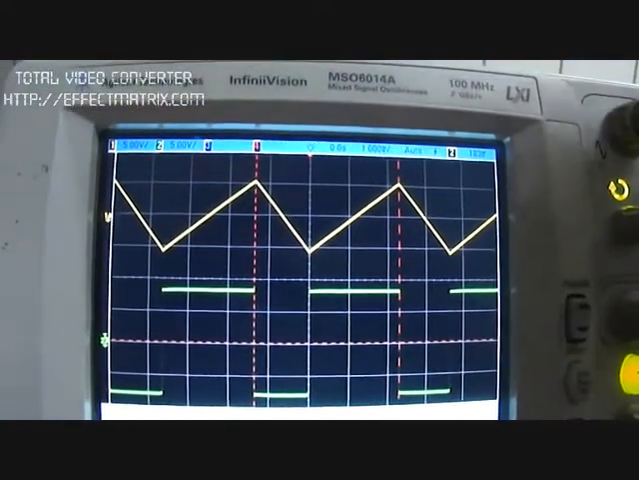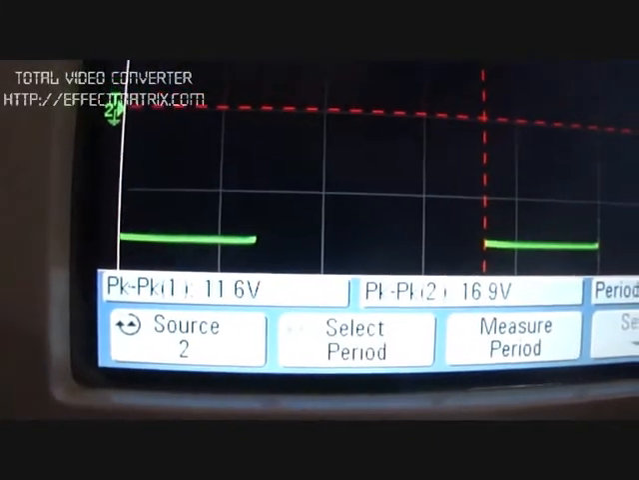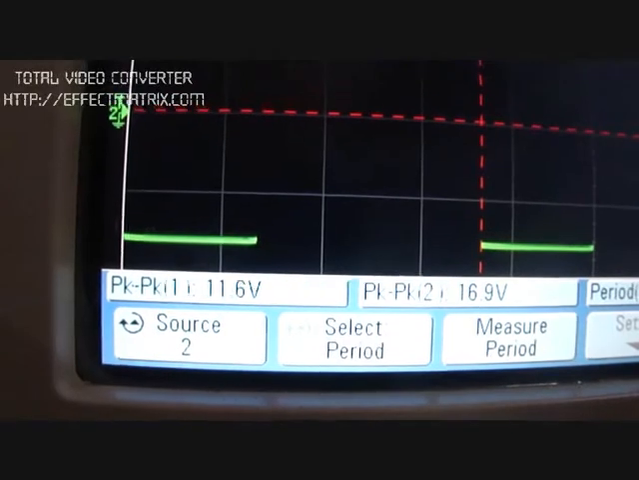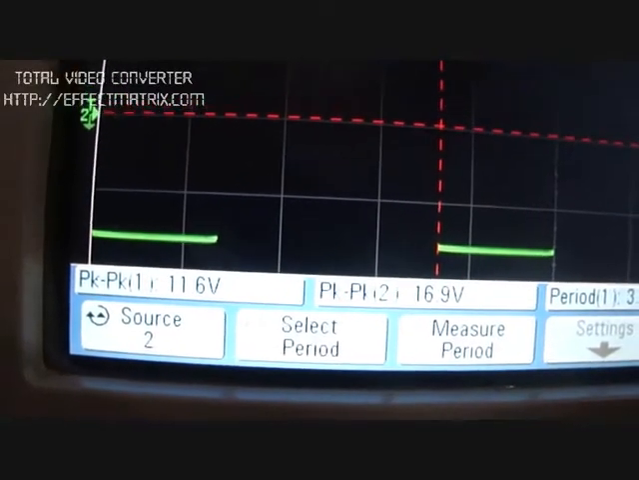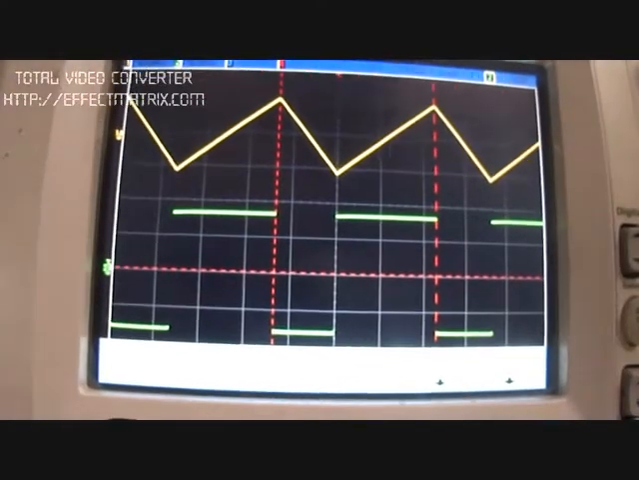Now let us consider the parameters that we were able to obtain. The peak-to-peak value of the triangular wave is 11.6 volts. The peak-to-peak value of the square wave is 16.9 volts. Now the simulation part of this circuit.